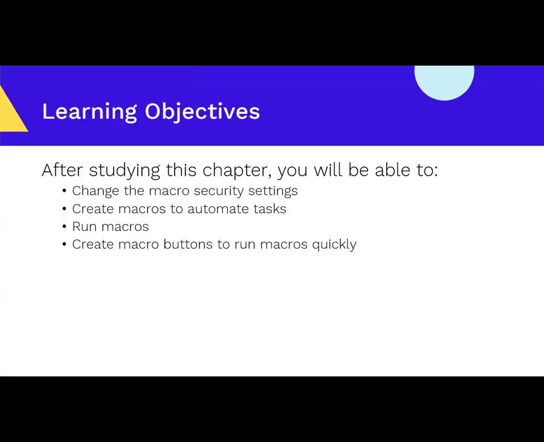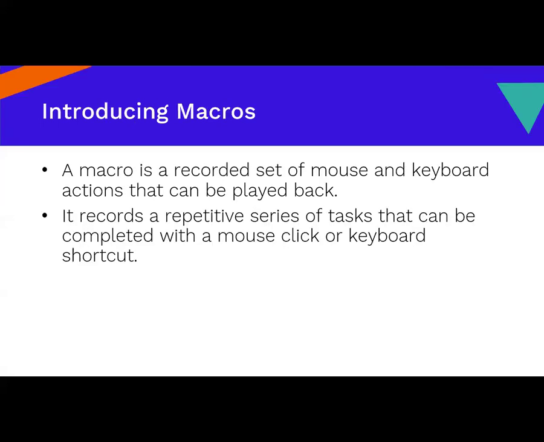So, learning objectives. After studying this chapter, you'll be able to change the macro security settings, create macros to automate tasks, run macros, and create macro buttons to run macros quickly. So, introducing macros. A macro is a recorded set of mouse and keyboard actions that can be played back. It records a repetitive series of tasks that can be completed with a mouse click or keyboard shortcut.